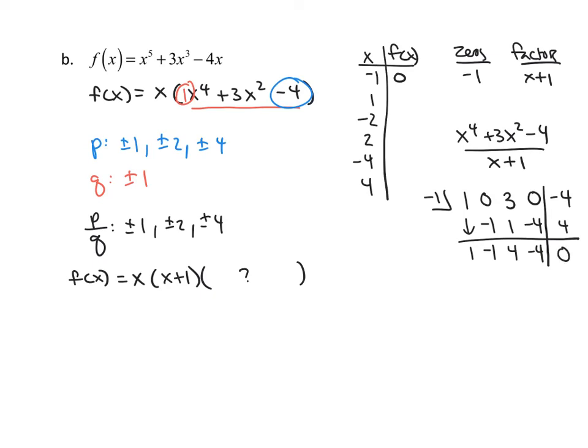Add, we get 0. If we didn't get 0, we would have a problem because we already found that -1 was a 0, so the remainder better be 0. And that confirms that it is.